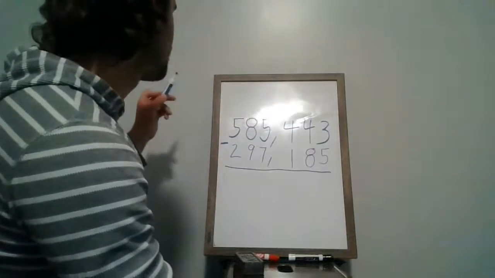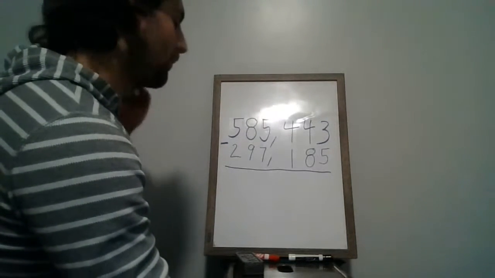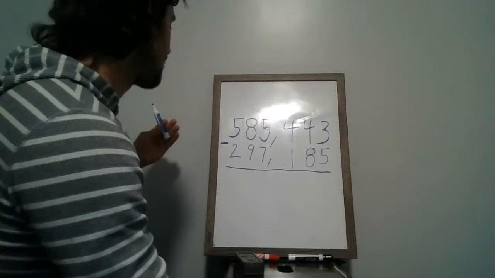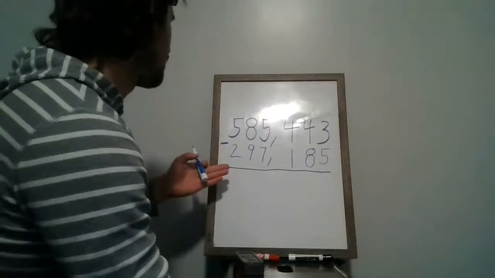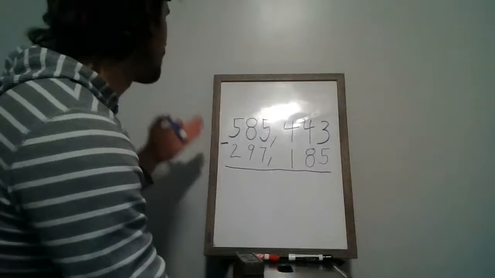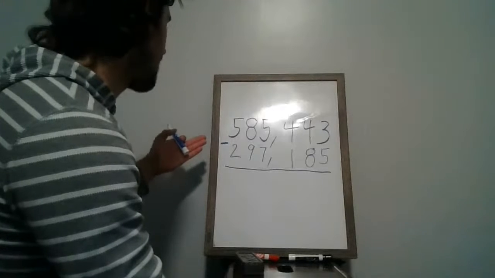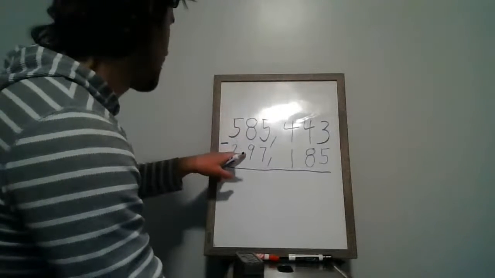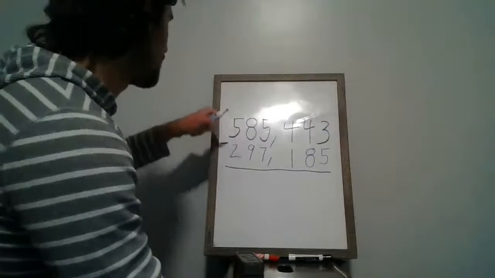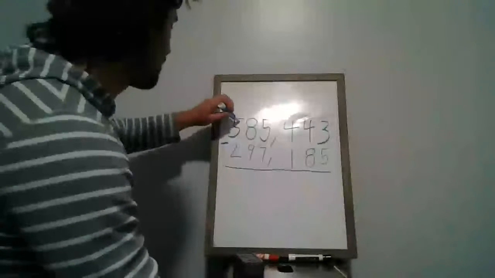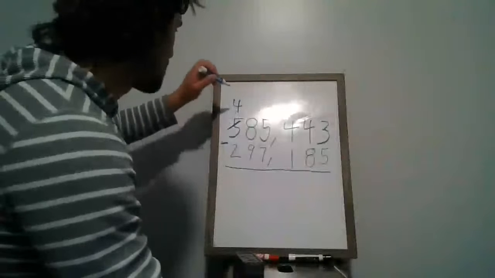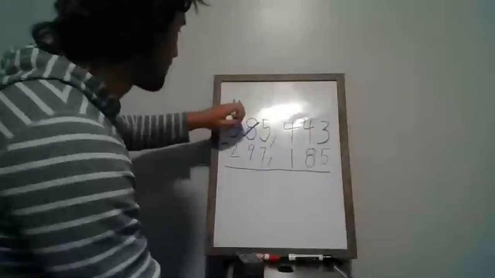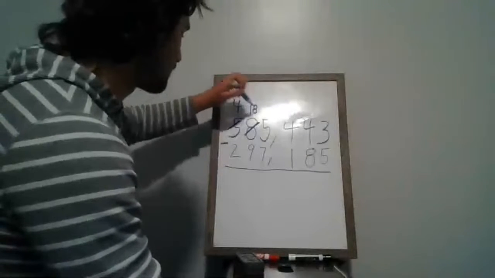So this one, there's going to be a lot of regrouping here, but before we do any subtraction, we always want to check and see, are there any numbers on the bottom that are bigger than the numbers on the top? So 5 minus 2. 9 is bigger than 8. So here we already know we need to regroup. So the 5 is going to become a 4, and then the 8 is going to become a 18 because we're taking a 10 from the 100,000th place.